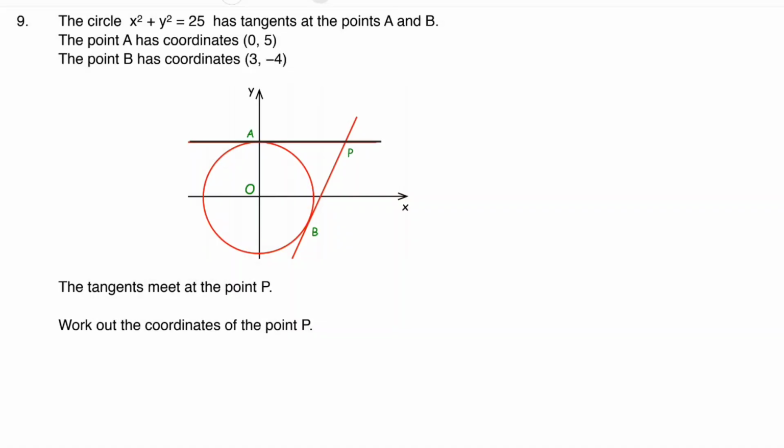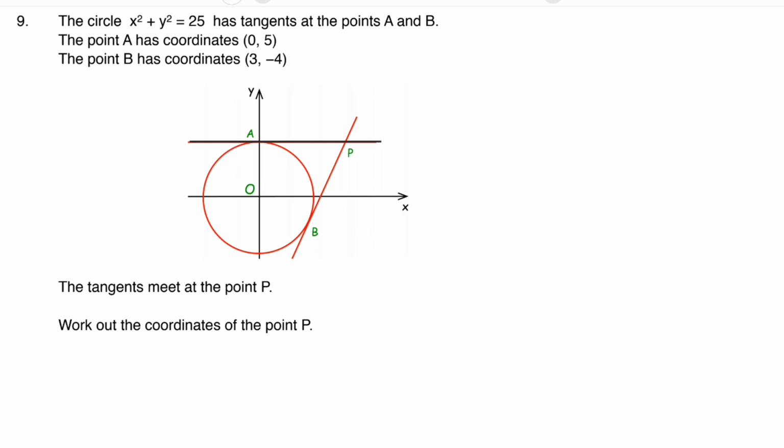Question 9 is another tricky one. So we have the equation of a circle. We can tell from that the radius is 5. Two tangents touch the circle at points A and B and they meet. We want to find out where they meet. So to find out where two lines meet, you just let the two lines be equal. And to do that, we need equations of both lines. So let's start by getting the equation of this tangent. It is the harder one to get. But we'll get the equation of this tangent first.